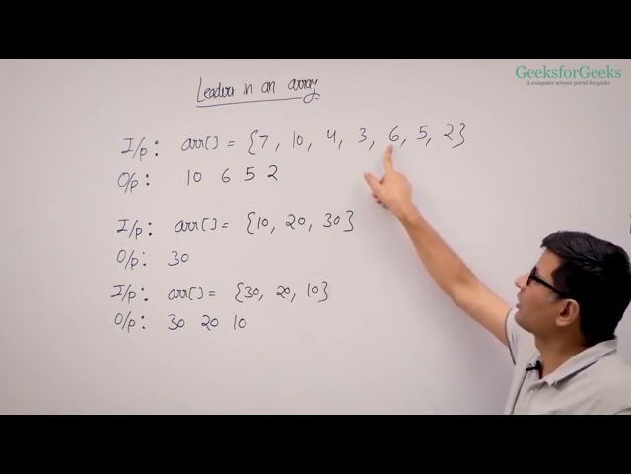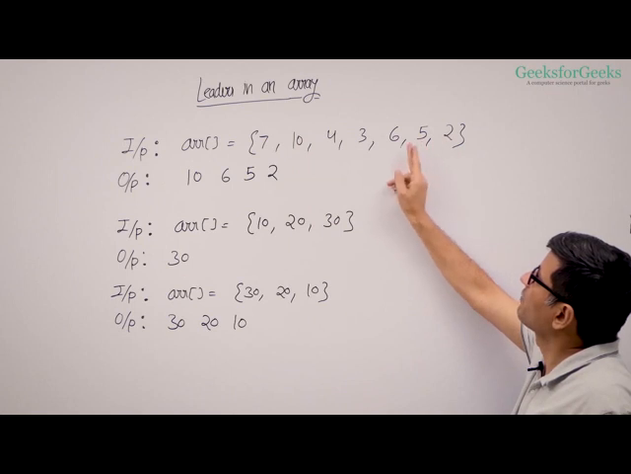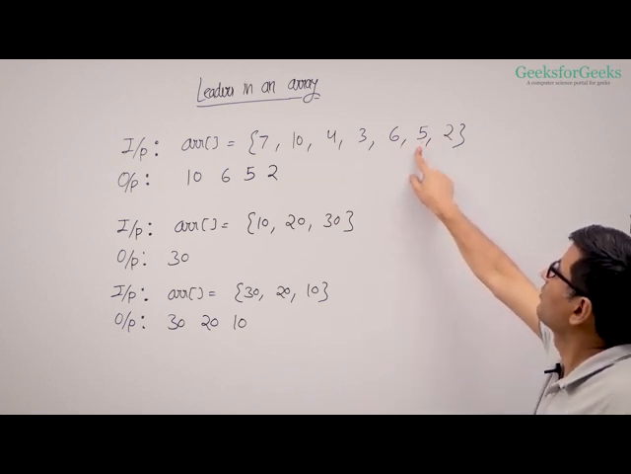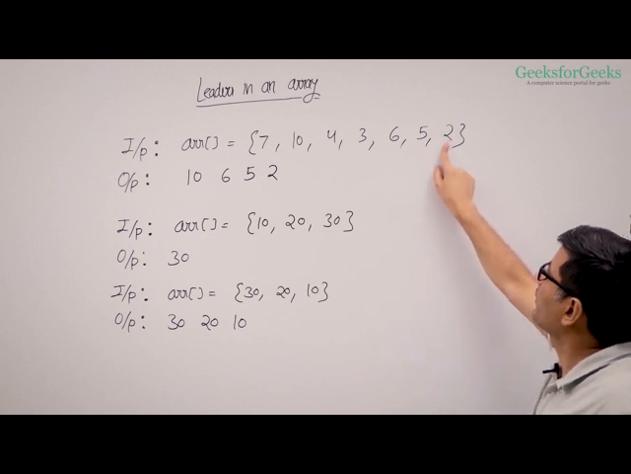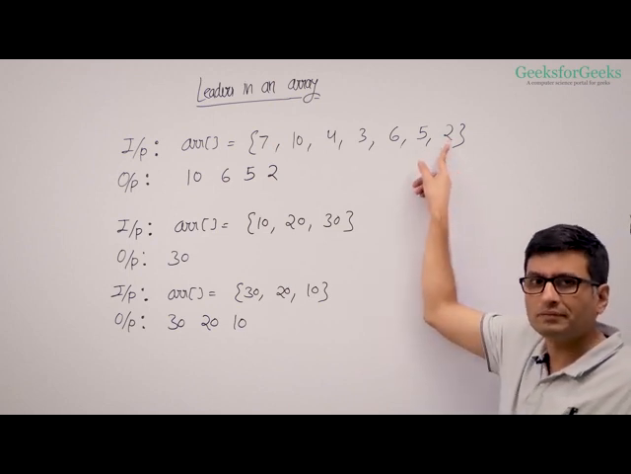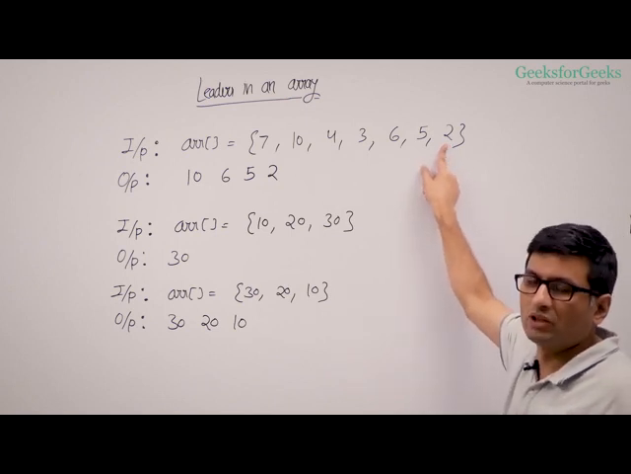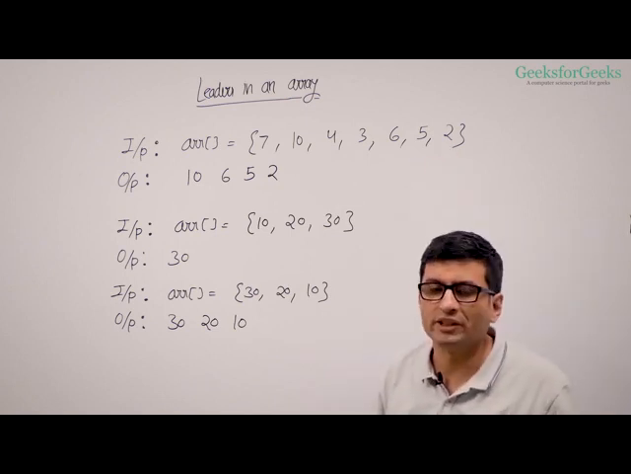6 is a leader because there are 2 elements on right of it and both of these elements are smaller. 5 is also a leader because there is only one element on right of it and this element is smaller. 2 is also a leader because there is nothing on right of it. So the rightmost element is always a leader.